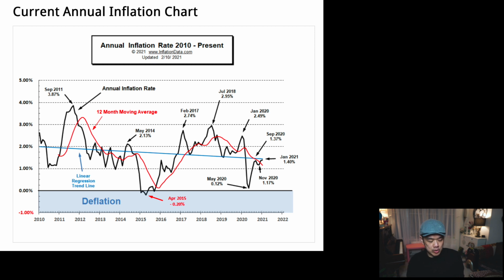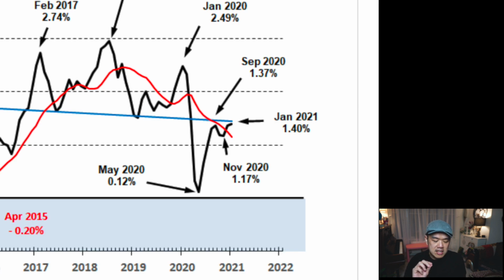So this is a very good chart that I found on Google here. So the current inflation chart shows, as you can see, that the inflation rate has been going down. But look at in 2020, where we've got a rising inflation rate up to January of 2.49.